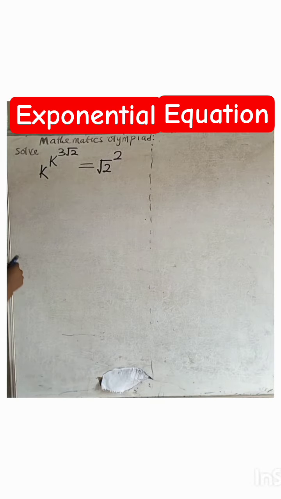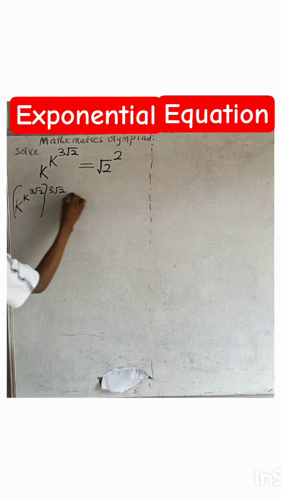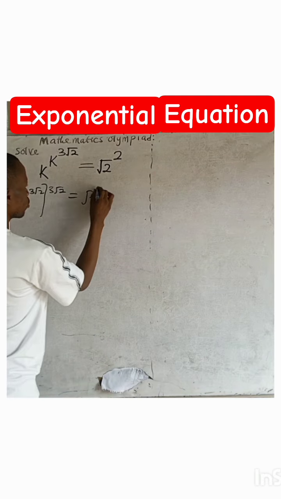So k raised to power 3 root 2 equals root 2 raised to power 2. Of course, let's multiply the power of both sides by 3 root 2 so that we can have k raised to power 3 root 2. Then we multiply the power by 3 root 2. This gives us root 2 raised to power 2.